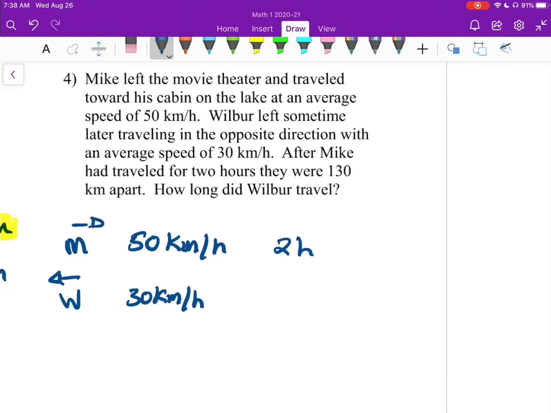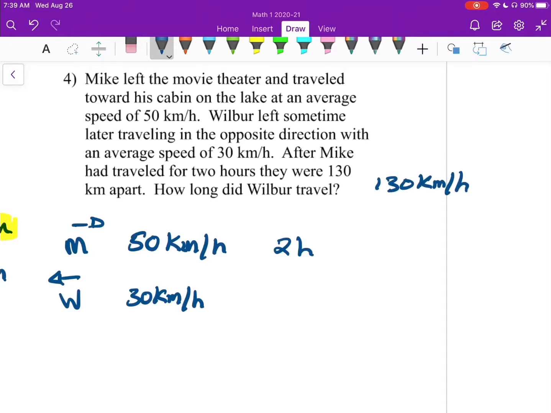Okay, after Mike had traveled for 2 hours, they were 130 kilometers apart. Okay, so they were 130 kilometers apart. How far did Wilbur travel? So here, let me rewrite this just a little bit to make it look like the last problem. So we have 130 kilometers. I'm going to set that up there.